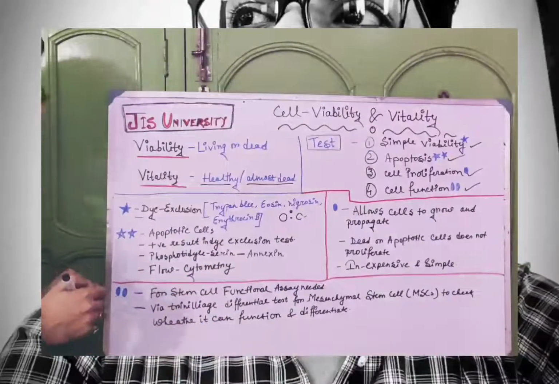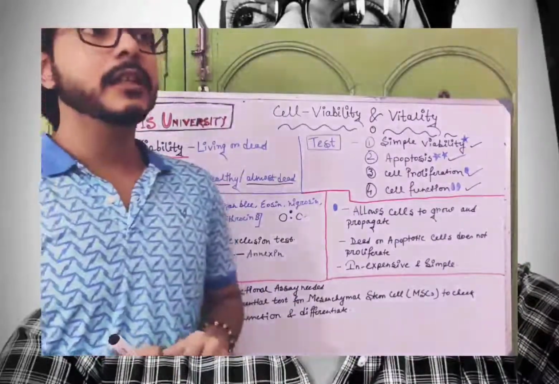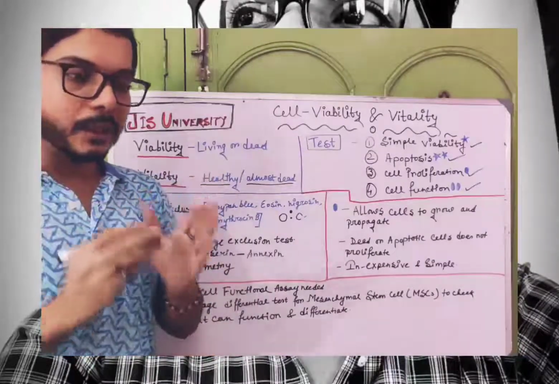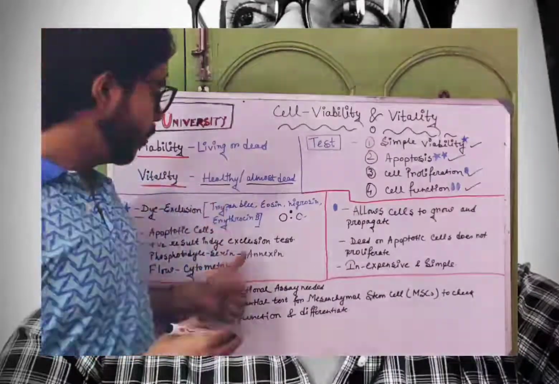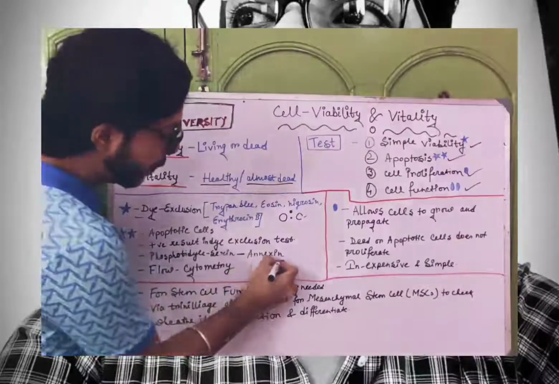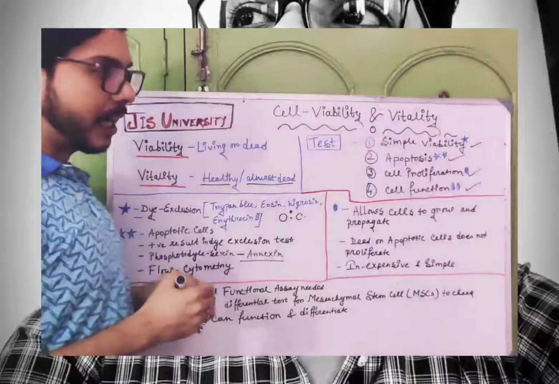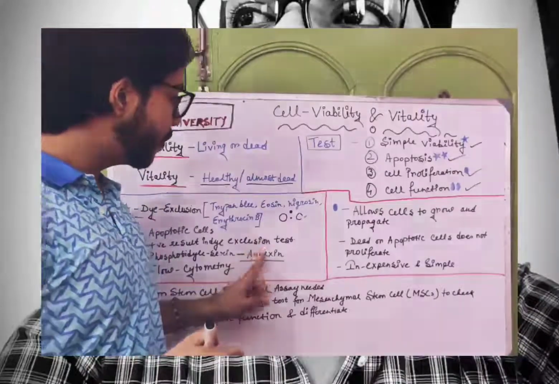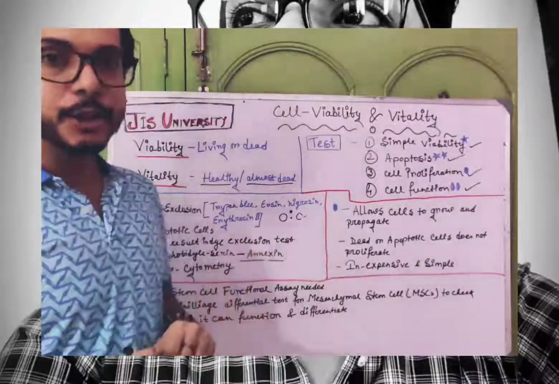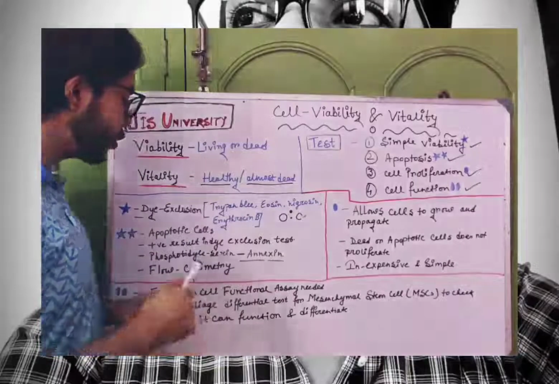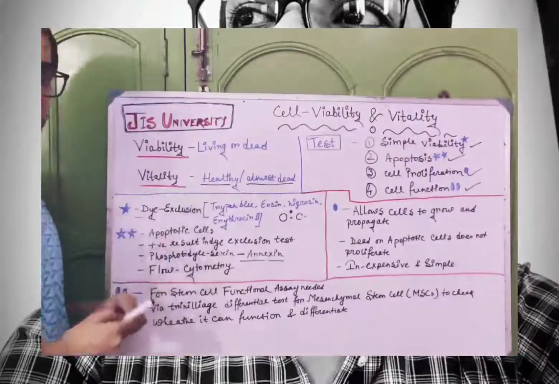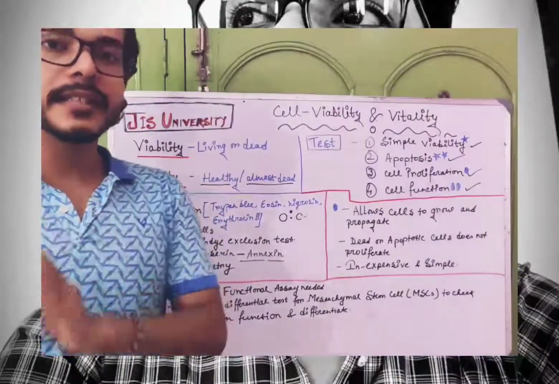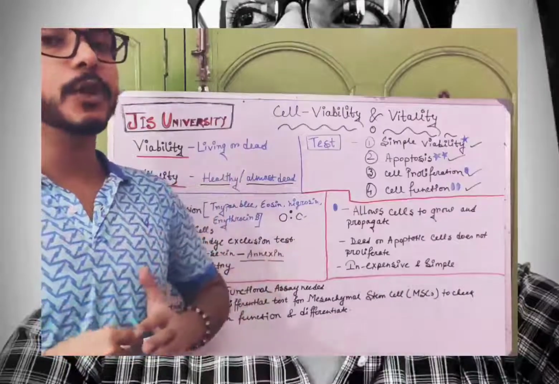But in the case of the apoptosis test, what is being done? A particular type of dye called annexin is used. Why? Because annexin attaches to a particular agent called phosphatidylserine. Annexin attaches to phosphatidylserine.